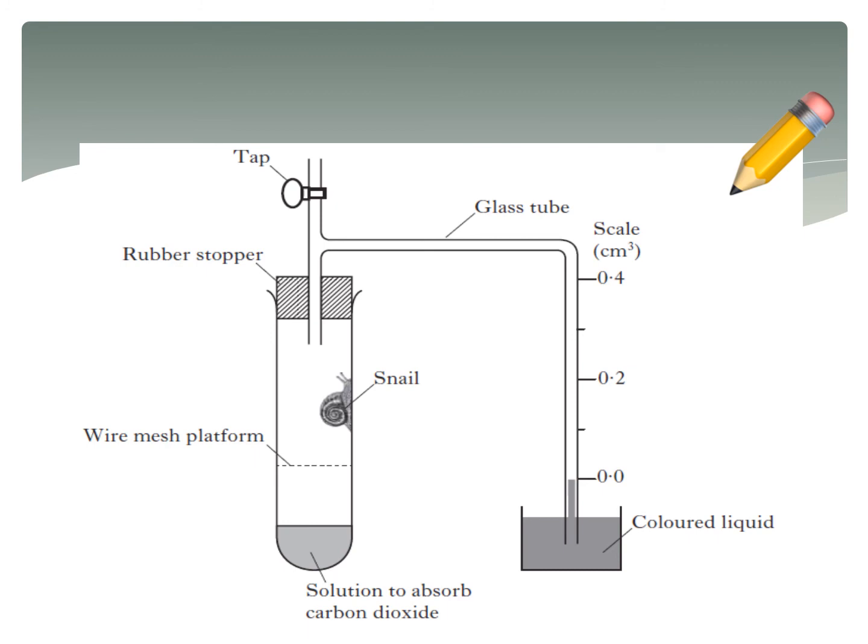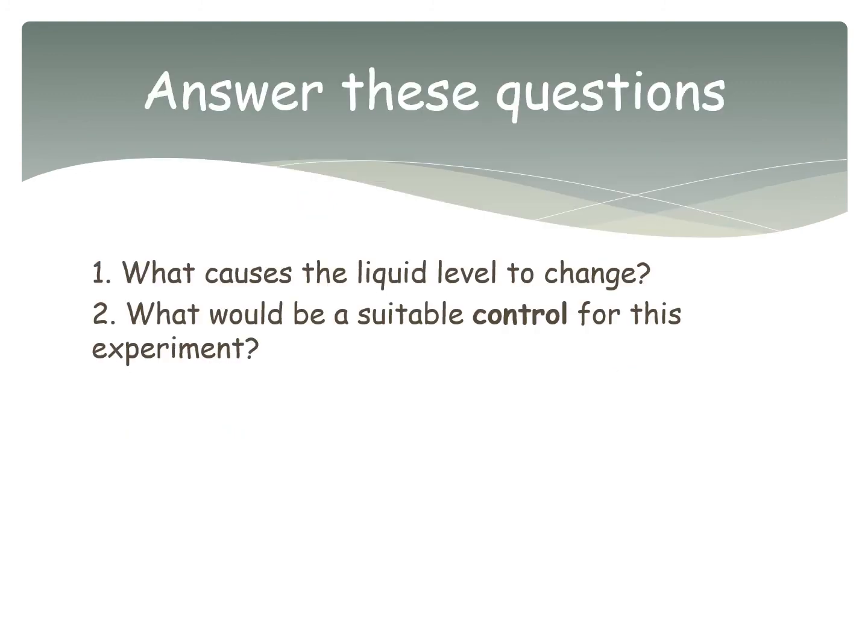So for this respirometer, we have a snail, we've got our coloured liquid, and we've got our capillary tube, and we've got our solution to absorb our carbon dioxide. And where we get questions about this, and you can print this out in activities and consumables. So our questions are, what causes the liquid level to change?